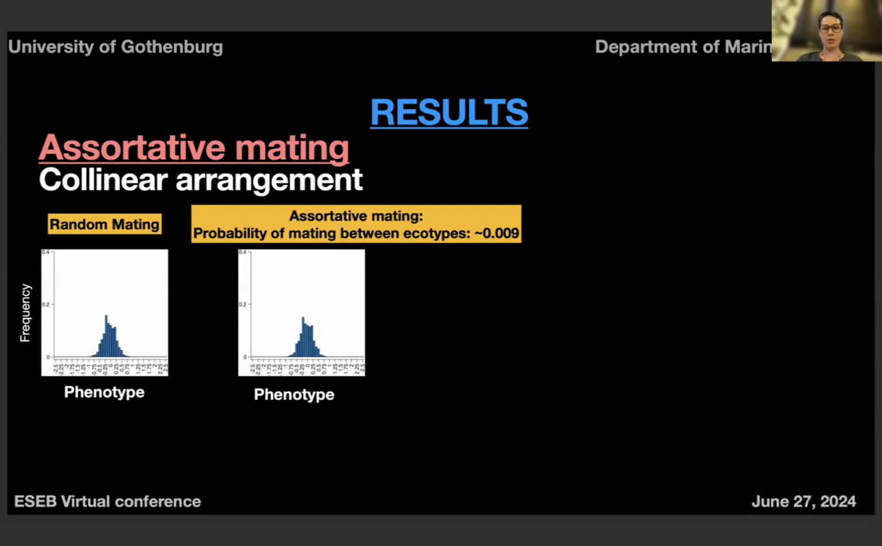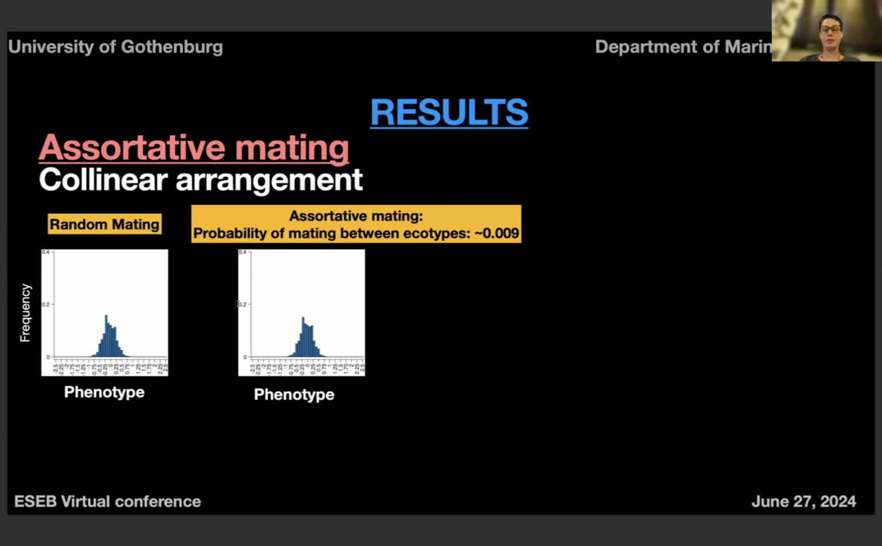So if we look at the collinear arrangement of adaptive loci and compare random mating to the assortative mating shown in these two figures, in all these figures I will just plot the distribution of phenotypes in the central part of the hybrid zone, where the effect of multimodality should be the strongest, if it exists. The assortative mating I will measure in terms of the probability of mating between two extreme types in relation to the probability of mating of an individual with the same type.